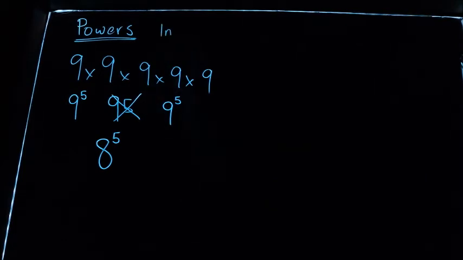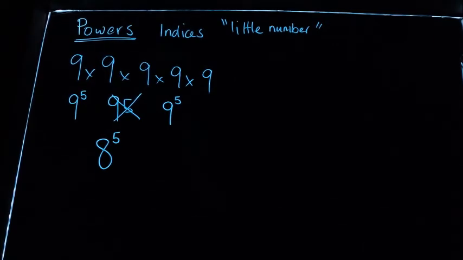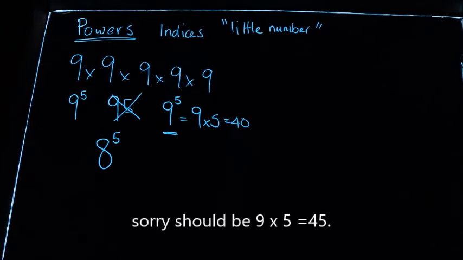These things are known as indices, the little numbers. Okay, a lot of people just say, oh, the little number. What does that mean? Okay, so we want to avoid that. And the other thing that we want to avoid, if we come back to this example here, is people interpreting this as 9 times 5 and that is equal to 40. They're wrong. Okay, so be really careful about what we're doing here.